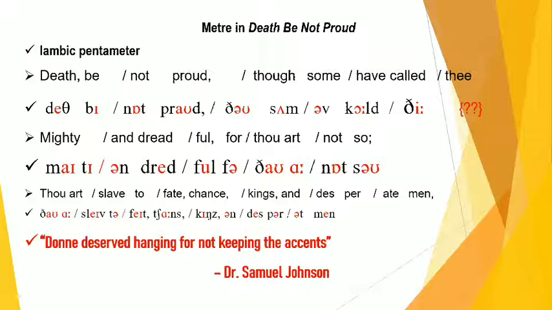When you are writing poetry, it becomes very important to use any meter you begin with continuously, repeatedly and in a regular pattern. You decide one meter for your poem and you should write in that meter. That is why Dr. Samuel Johnson says Donne deserved hanging for not keeping the accents.